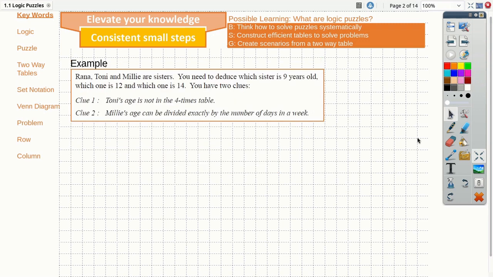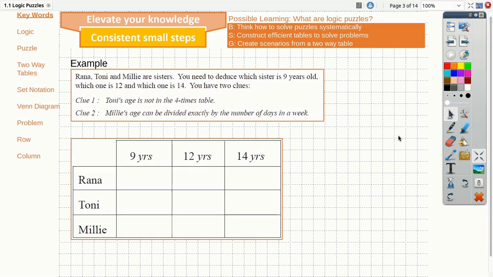Example number 1. Rana, Tony and Millie are sisters. You need to deduce which sister is 9 years old, which one is 12, and which one is 14. You have 2 clues. Clue number 1. Tony's age is not in the 4 times table. Clue number 2. Millie's age can be divided exactly by the number of days in a week.